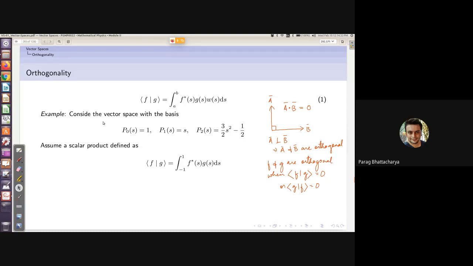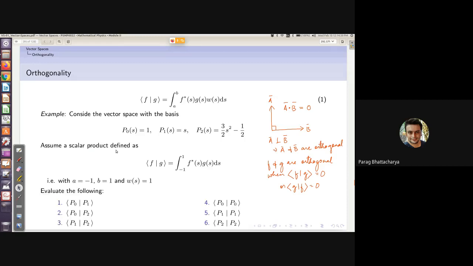Let's take this example. I think something is missing here on the slide. I had forgotten to put one line here: the definition of when two functions are said to be orthogonal. I'll make the correction. Let's evaluate this and see if this really works.